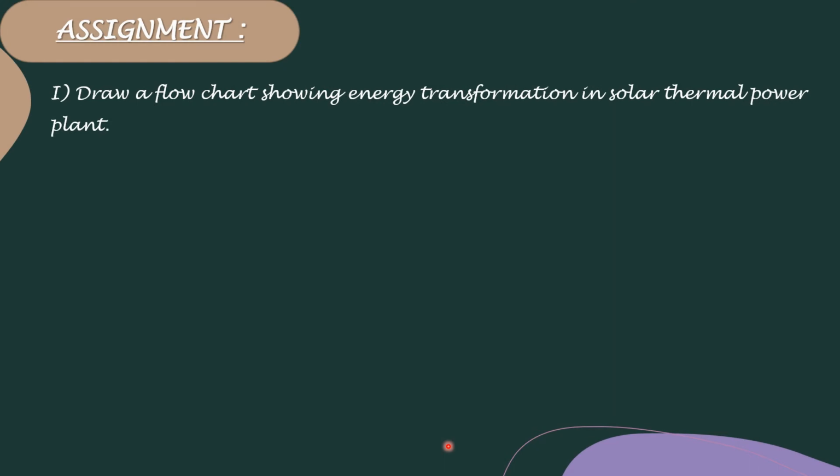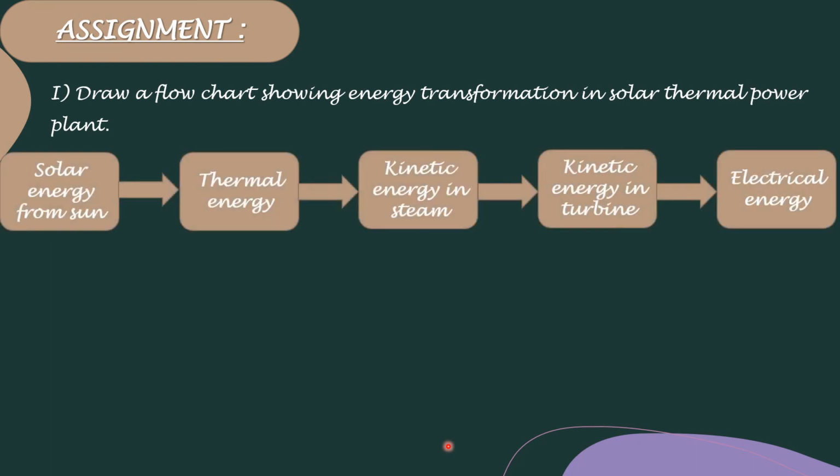Now students, there is an assignment for you all. The first question for the assignment is: draw a flowchart showing energy transformation in a solar thermal power plant. So yes, the flowchart showing energy transformation in a solar thermal power plant is this. Here, first the solar energy from the sun, that means the sunlight, is used as a source of energy, and then solar energy from the sun is converted to thermal energy.